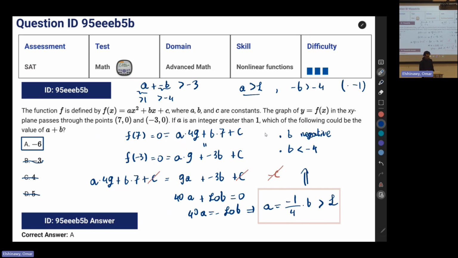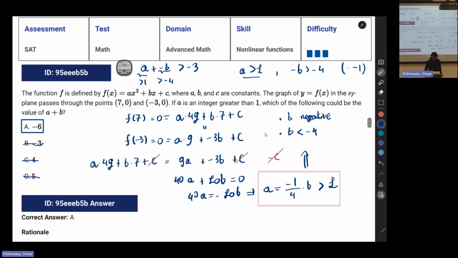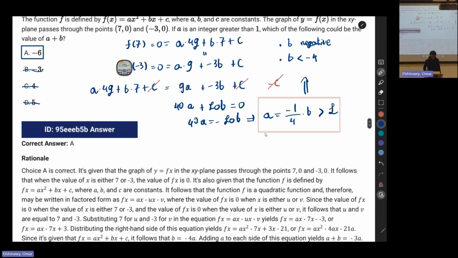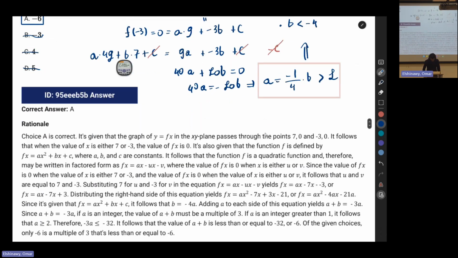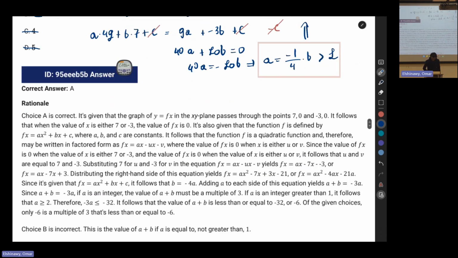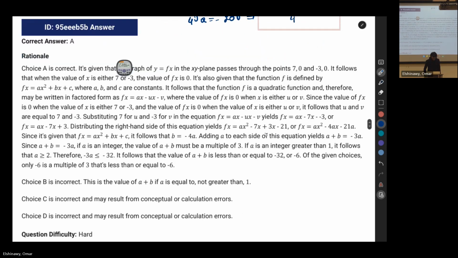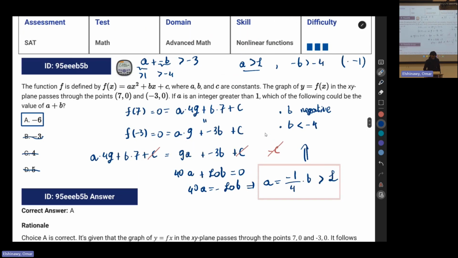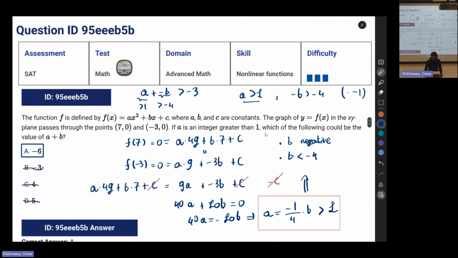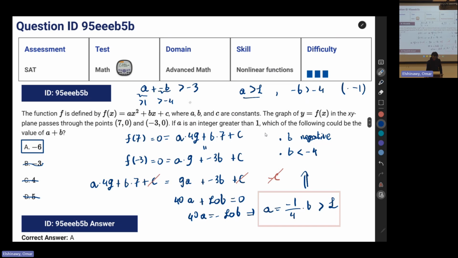But maybe this is bad reasoning. Let's maybe look at what the graph tells us. So this is obscure. I don't like it. Okay, they do a completely different problem. But let's focus on what we have.